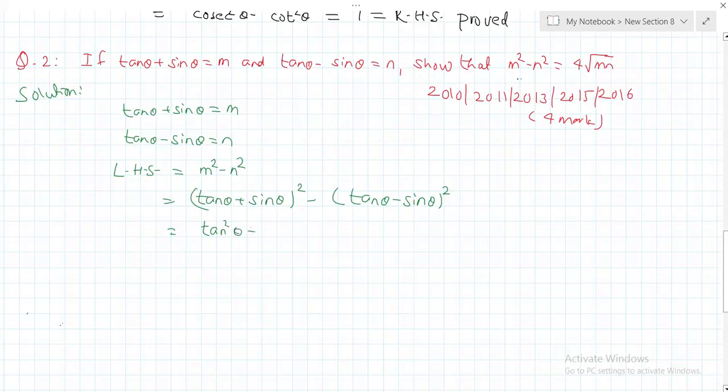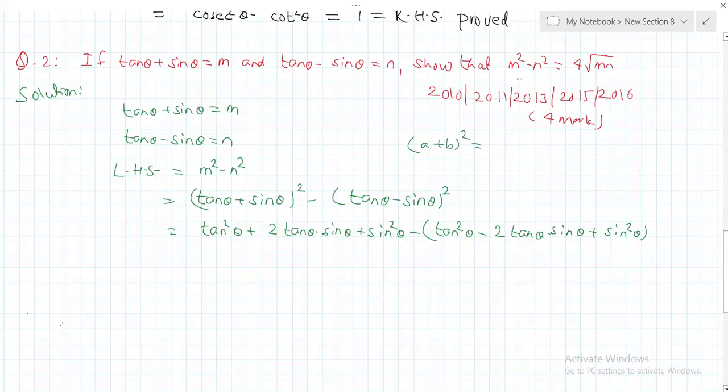tan²θ + 2 tanθ sinθ + sin²θ, and minus, then again the formula: tan²θ − 2 tanθ sinθ + sin²θ. Here we have used the formulas of (a+b)² and (a−b)². Do you know these formulas? If you don't know, then look here once.